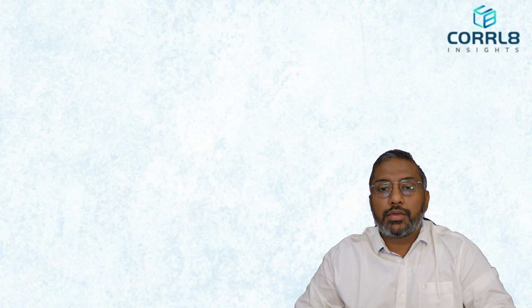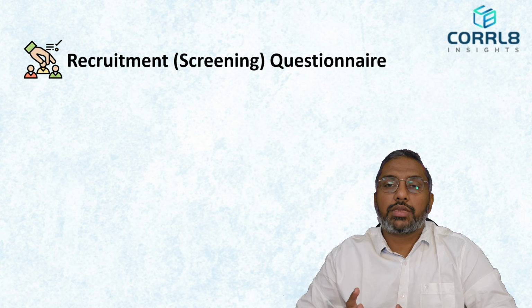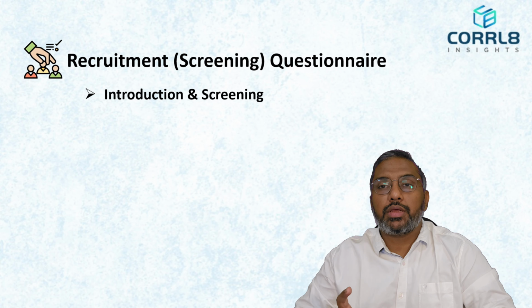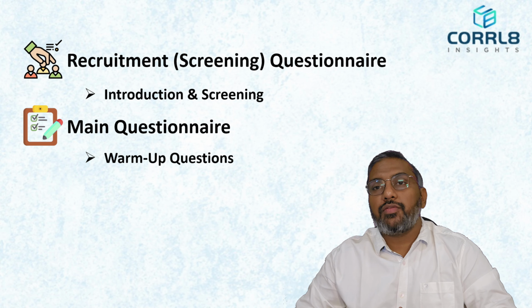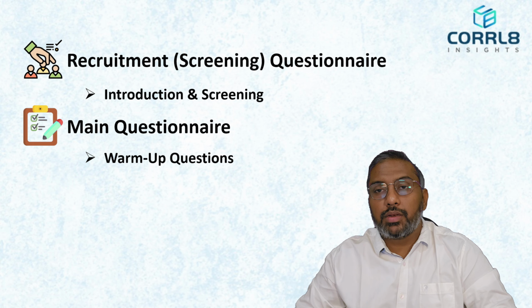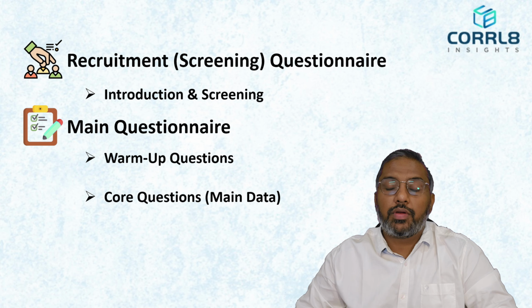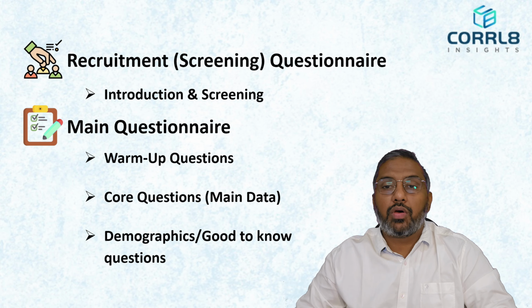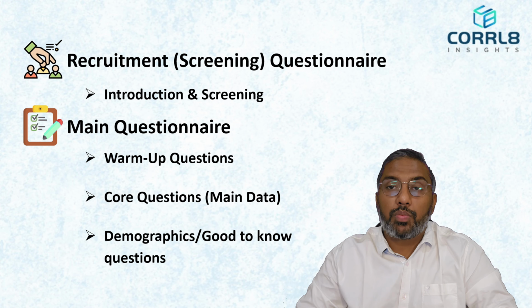A good questionnaire generally follows this structure. First, you have the recruitment or a screening questionnaire that has an introduction and a screener section. Then you have a main questionnaire which starts with warm-up questions that have easy and non-sensitive questions to make the respondents comfortable, followed by core questions which addresses your research objective, and finally you have a demographic or good to know questions. This flow keeps the respondents engaged and minimizes dropouts.